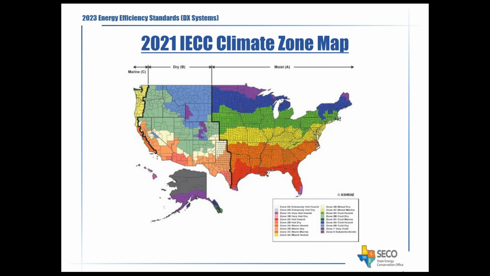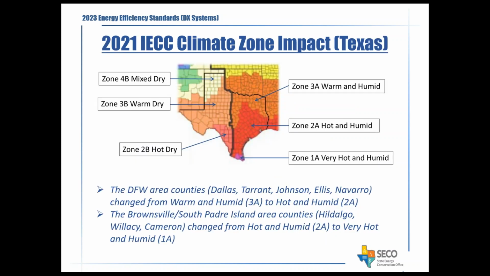Primarily, the A, B, and C, which are moist, dry, and marine, stay the same, but within those boundaries there are changes in the zone classification. They've moved from one zone to another, and when you do that, it has some impact on your design, installation, and construction standards. So on the next slide, I'm going to zoom in on Texas, where we are, and go into a little more detail on what the climate zones are.